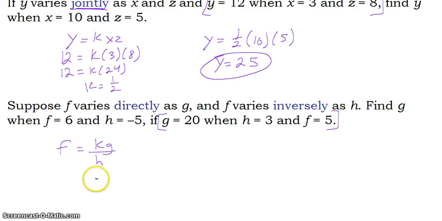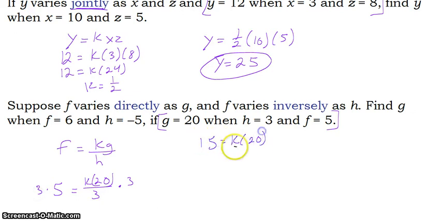So g equals 20, h equals 3, and f equals 5. We're going to solve for k. We get a k value of 3/4.